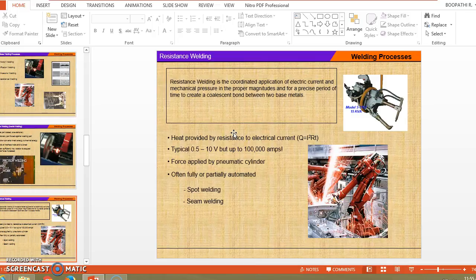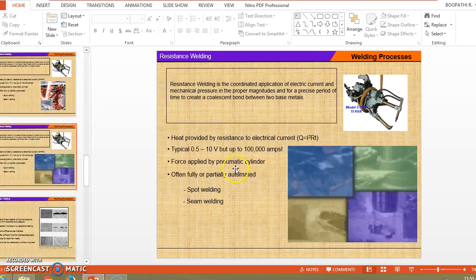In resistance welding, there is a coordinated application of electric current and mechanical pressure in the proper magnitudes and for a precise period of time to create a bond between two base metals. Here the heat is provided by resistance to electric current, that is Q equals I squared R T. Input current is 0.5 to 10 volts. Force is applied by a pneumatic cylinder in resistance welding.